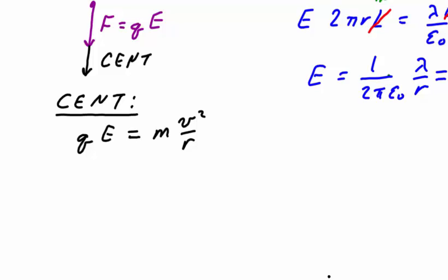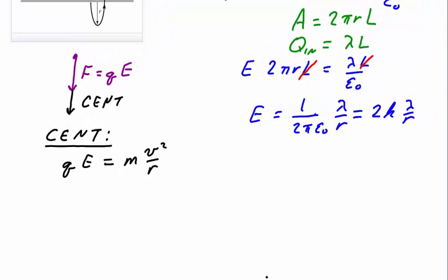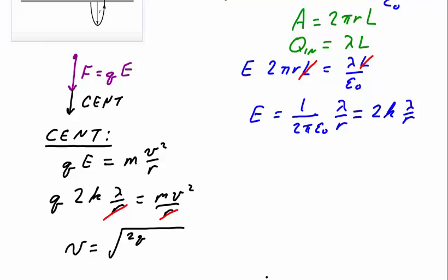At this point, we are able to plug in the formula, which is the result of our previous step, so that the electric field will be replaced by twice the constant k, lambda over r. That will be equal to mv squared over r, and we get a very beautiful cancellation because the variable r drops out from both sides of the equation. This then makes it very easy for us to solve for the velocity. The velocity will be equal to the square root of 2qk times lambda divided by the mass.